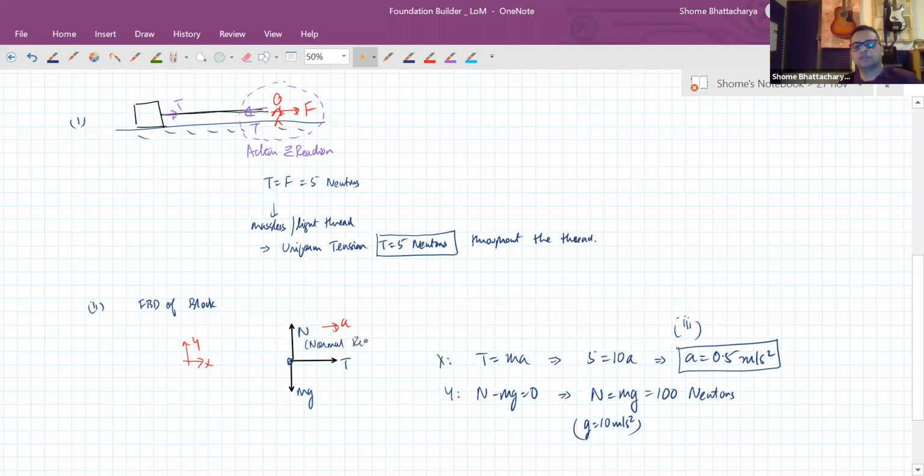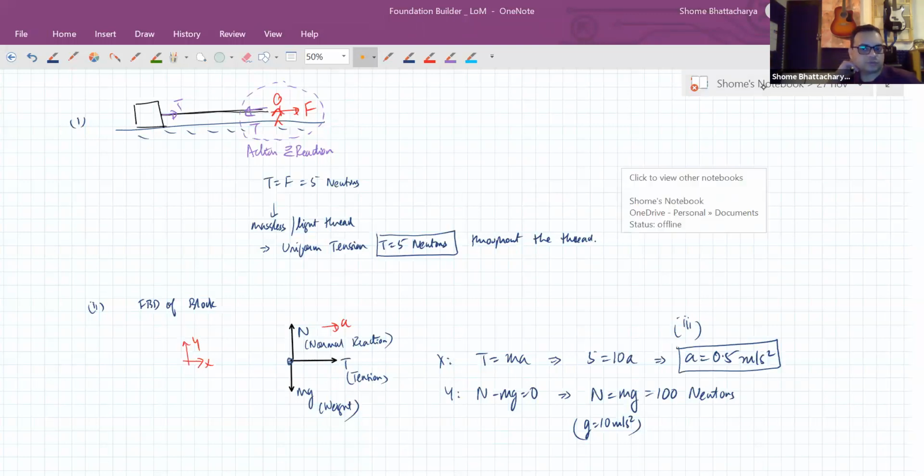So this is the normal reaction. This is the tension of the thread, which is acting at this end of the block, and this is of course the weight. So only three forces are acting on the block. I hope this question is clear to all of you.